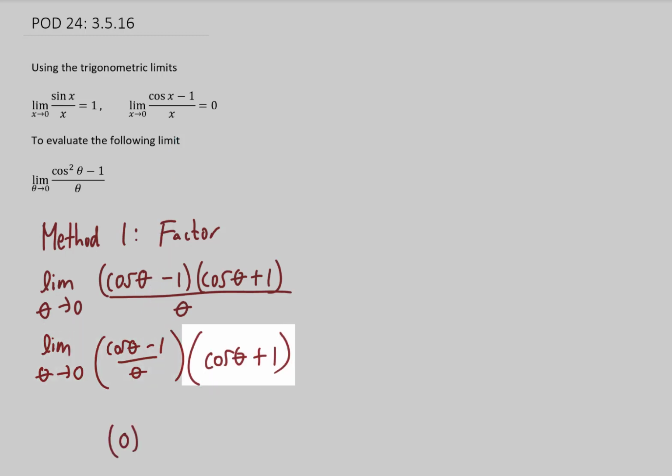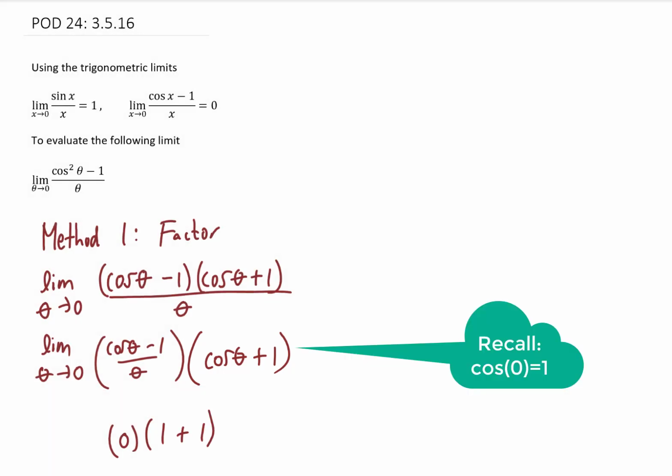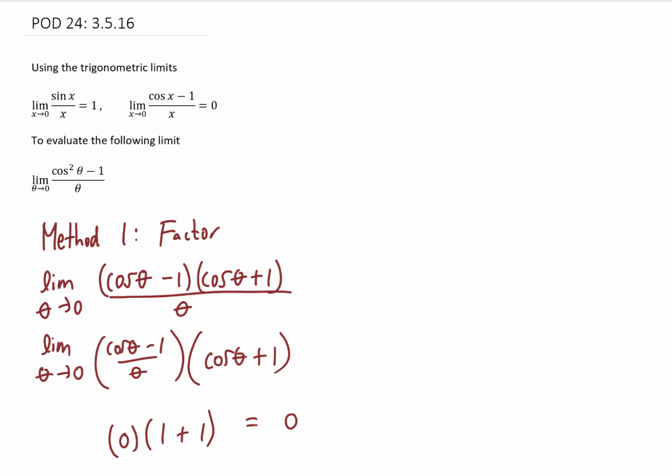What about this piece of the function? What happens if we plug in theta equals 0? Well, cosine of 0 is just 1, so we're going to end up getting 0 times 2, and our limit then is just going to be 0. Okay, that's a pretty good answer.